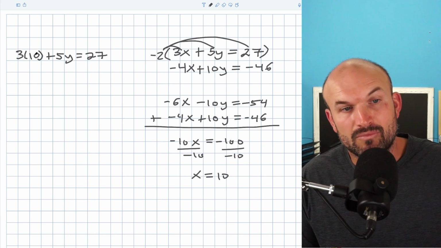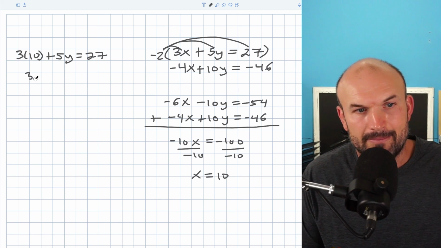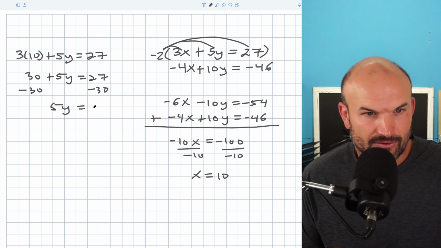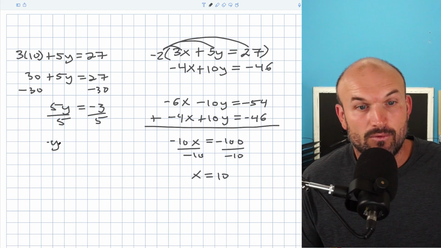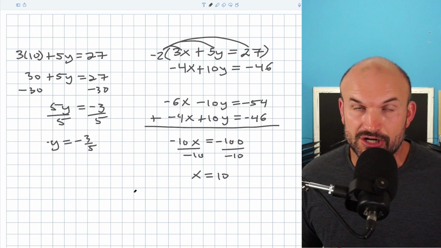And again, make sure I'm representing that by using parentheses. And therefore, that's going to give me a positive 30 plus 5y equals 27. And now I can just use my inverse operations to solve. So I get 5y is going to equal a negative 3. And therefore, now I can divide by 5 on both sides. And you can say that y is equal to a negative 3/5. So therefore, those are the two values that are going to satisfy the equation.